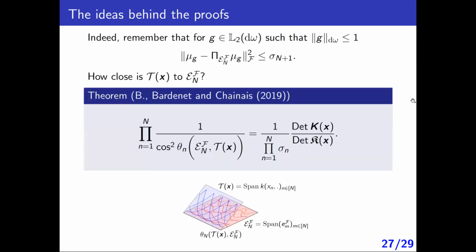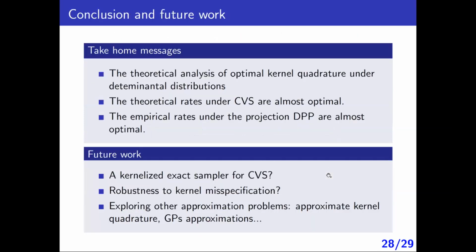We proved a result that gives a nice identity for the product of the inverse of the cosine of the principal angles between these subspaces, using the determinant of the kernel matrix divided by the kernel kappa, when kappa is the projection kernel. So we have this nice correspondence between a geometric quantity and a determinant, and this has a closed formula under projection DPP. So I will just conclude.